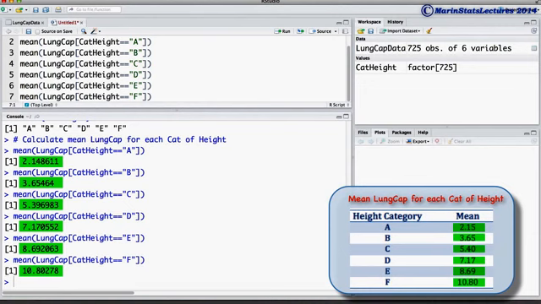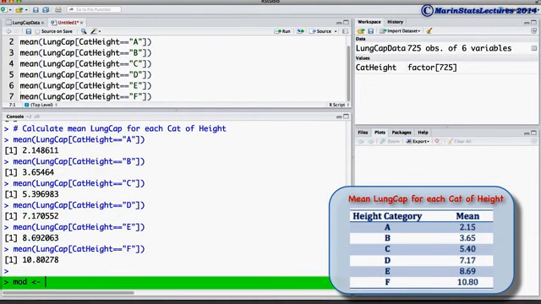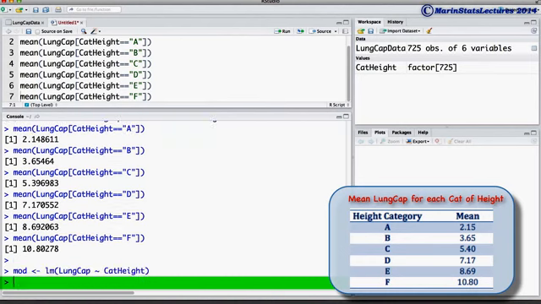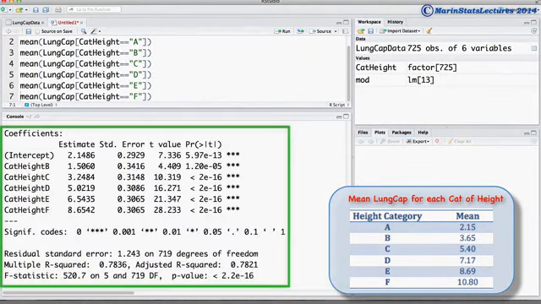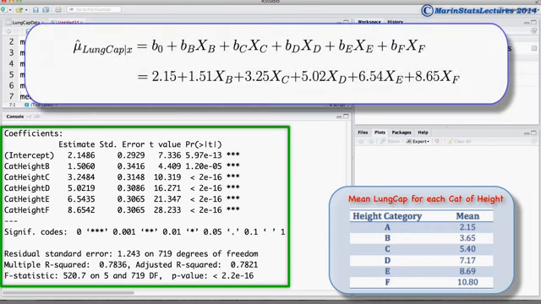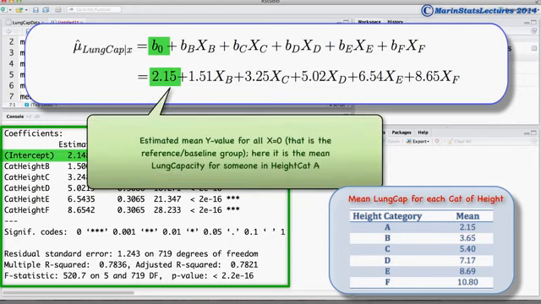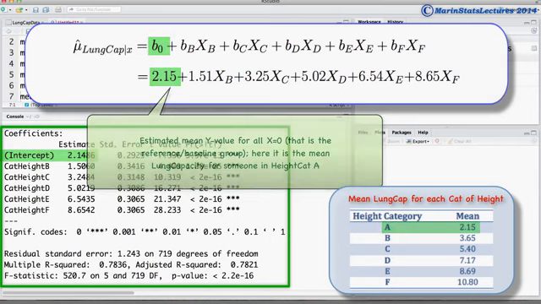Let's go ahead and fit a linear regression model. We will relate lung capacity to this variable categorical height. We can ask for a summary of this model. And here we can see the R output as well as the fitted model. The intercept or constant term, B0 of 2.15, is the estimated mean y value for all x's equal 0. That is our reference or baseline group. In this particular model, it is the mean lung capacity for someone in height category A.